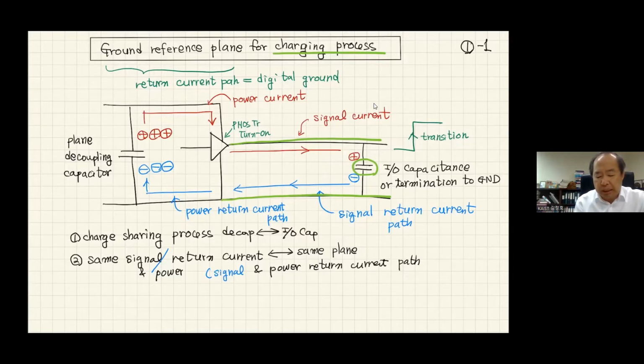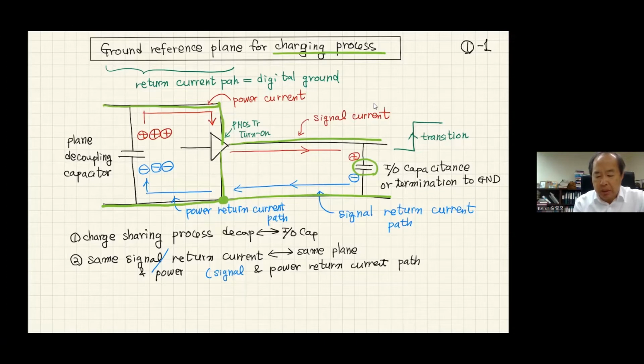In addition to that, for this CMOS I/O driver, we have to supply the charge. Power is connected to the I/O driver, and ground is also connected to the ground plane. And in this case, the power ground plane and signal ground plane are connected. In this case of a digital circuit, we have a signal return current path and a power ground return current path.